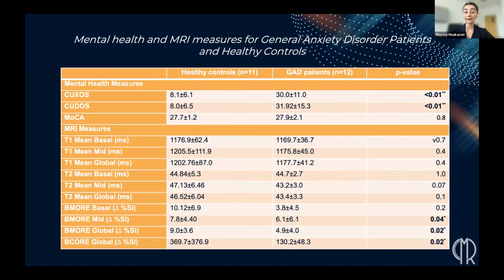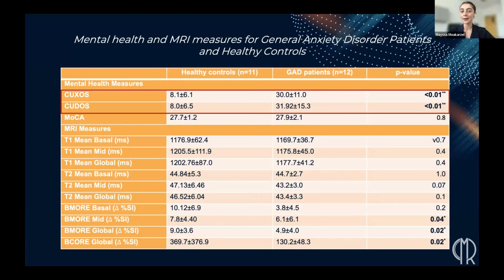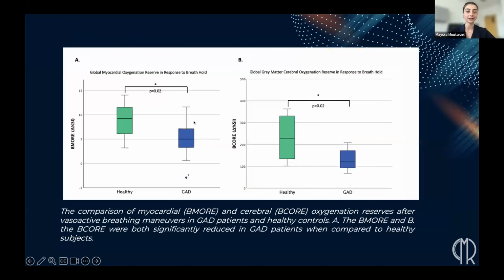And then looking at the mental health and MRI measures, we could see that the GAD patients had a significantly higher CUXOS and KUDOS measure, as we would expect, which are, again, the anxiety severity and depression severity. And they also had a lower B-more mid, B-more global, and B-core global compared to the healthy control, which you can appreciate here in the figure.